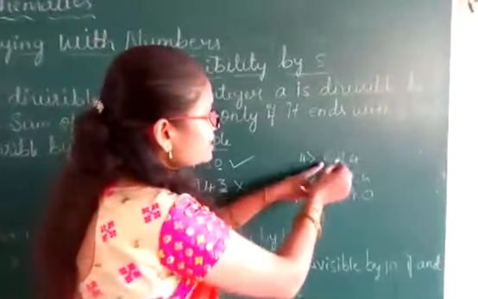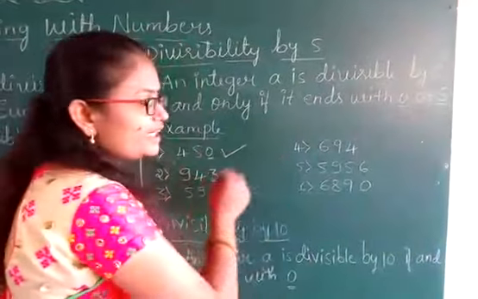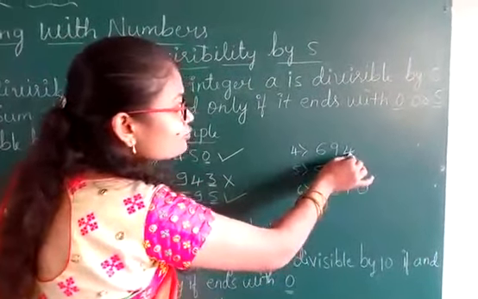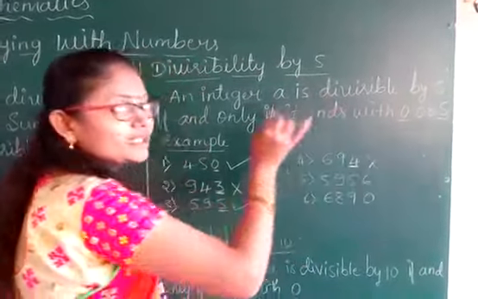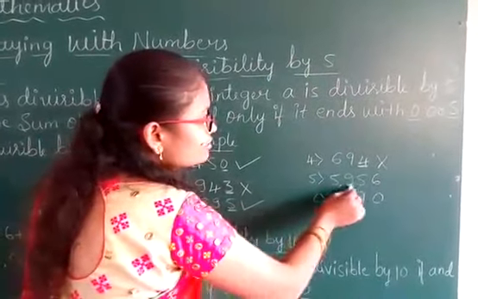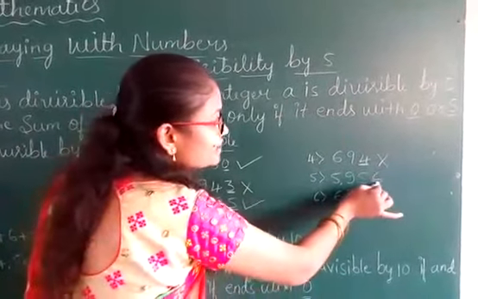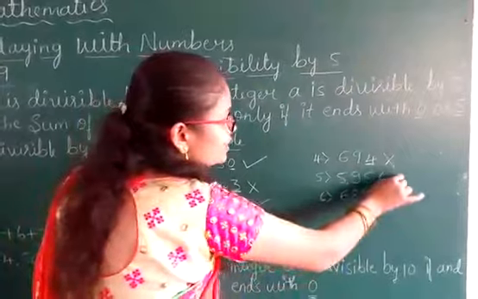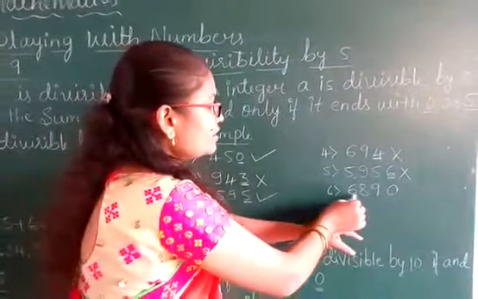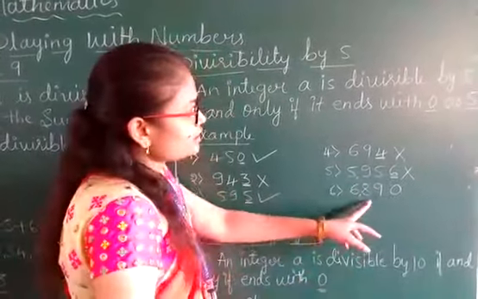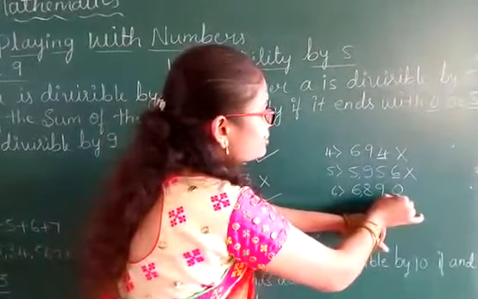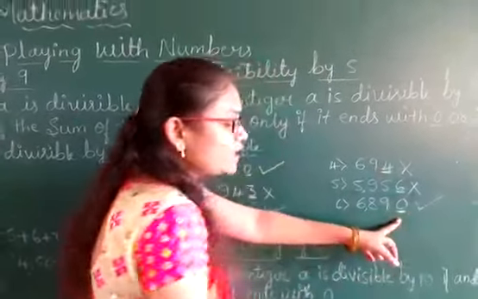In the same way, you can see here 694. The number ends with 4. So it is not divisible by 5. Next, 5956. The number ends with 6. So it is not divisible by 5. Next, 6890. The number ends with 0. So it is divisible by 5.